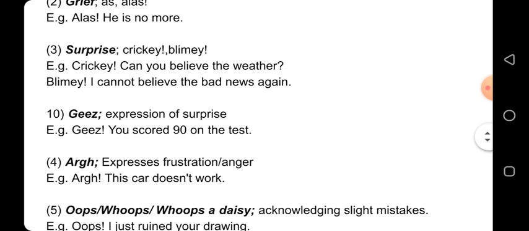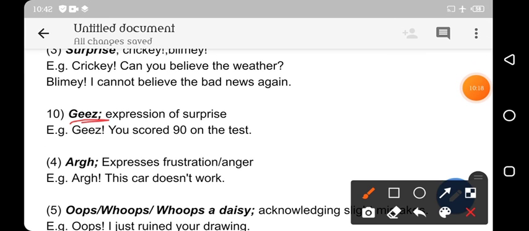And then geez, the word is geez. All right, geez is used to show the expression of surprise. ये भी expression of surprise के लिए है. So geez, you scored 90 on the test. ठीक है? So this shows surprise कि आपने इतने अच्छे marks लिए. Geez, you scored 90 on the test.